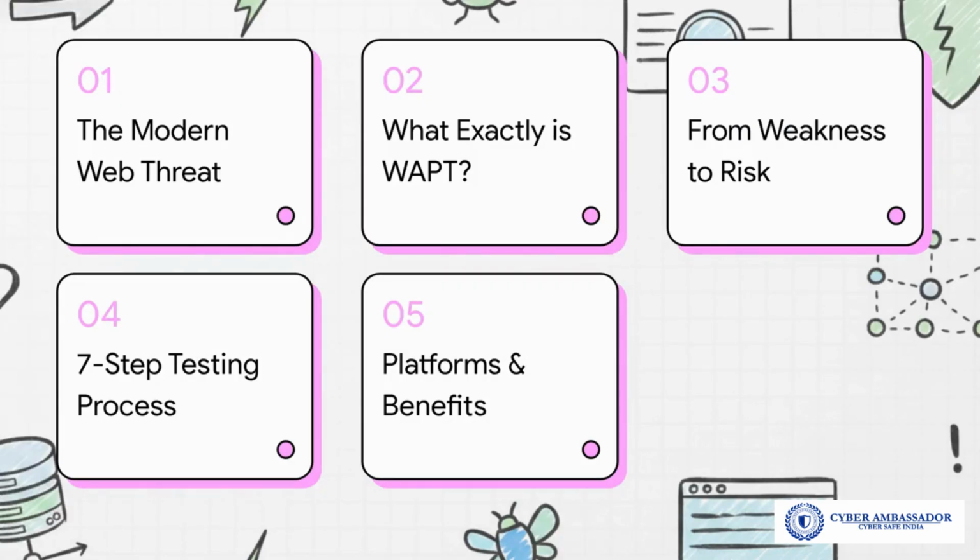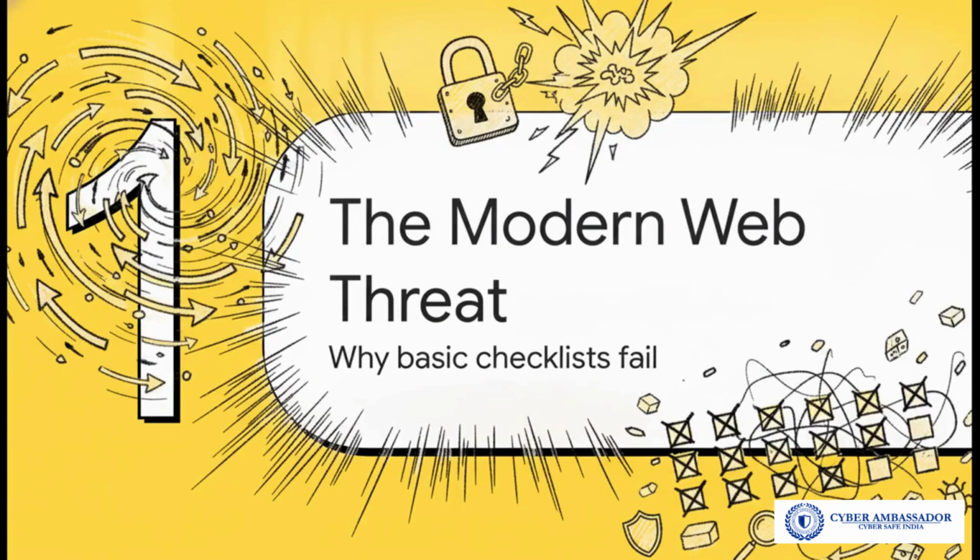Here is our roadmap for demystifying web application security today. We're going to cover the modern web threat, what exactly is WAPT, from weakness to risk, the 7-step testing process, and finally wrap up with platforms and business benefits. Let's get right to it. Starting off with Section 1, the modern web threat, and looking at exactly why basic checklists fail.